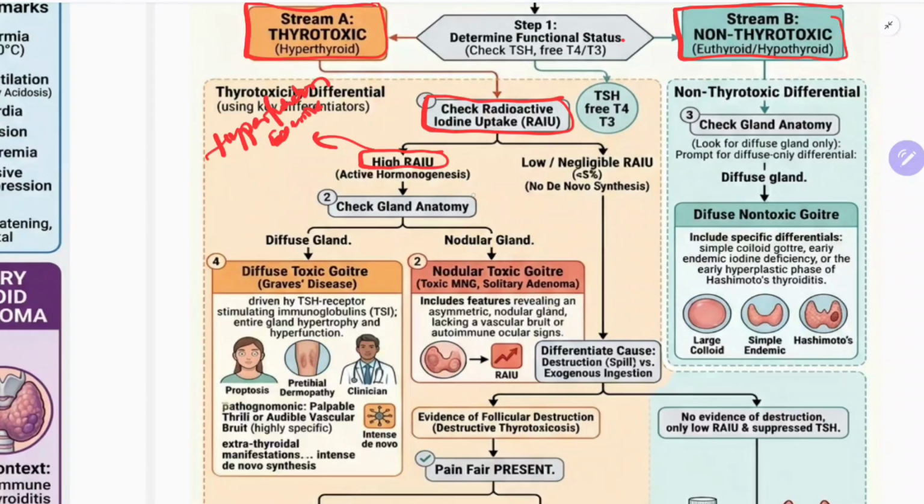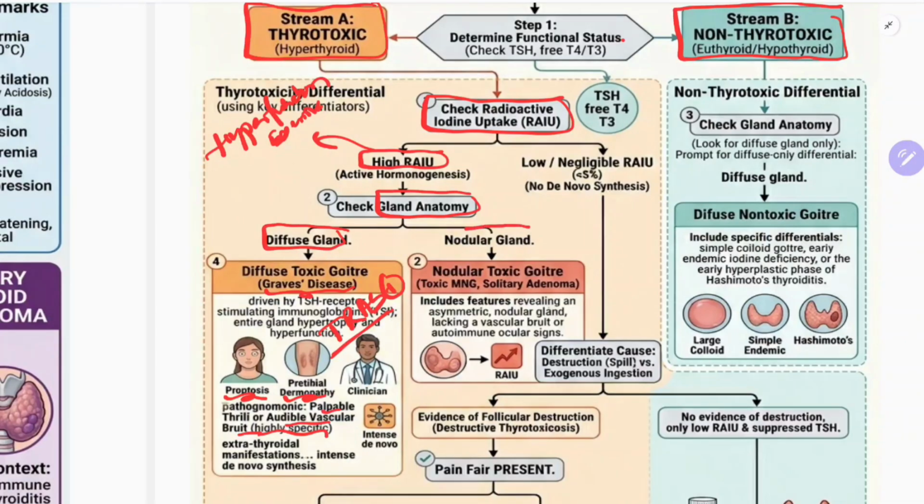Now you see the gland anatomy. If the gland anatomy is diffuse enlargement, then it is probably Graves' disease, okay. And you will have proptosis and pretibial dermopathy. These are peripheral specific signs for Graves' disease. A palpable thrill and an audible vascular bruit on auscultation are highly specific. An audible vascular bruit in the enlarged thyroid gland is a very specific sign for Graves' disease. Confirmation is by TRAB antibodies, thyroid receptor antibodies. If these are positive, Graves' disease is confirmed.